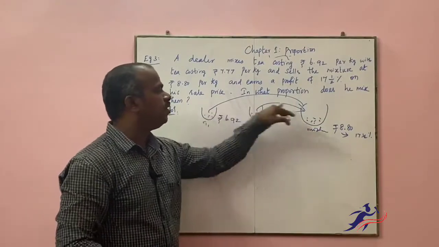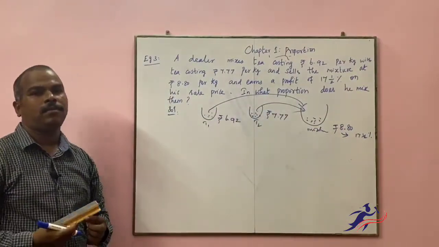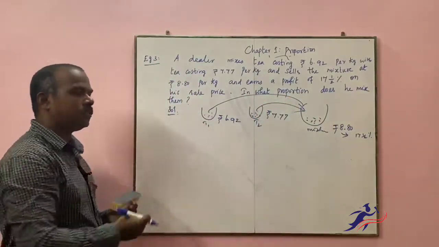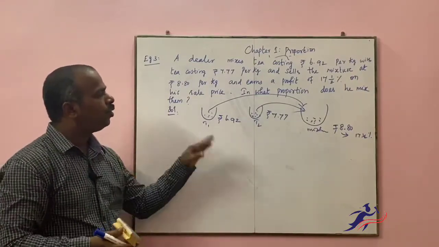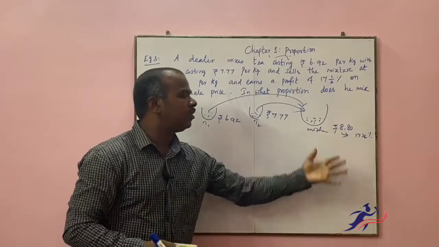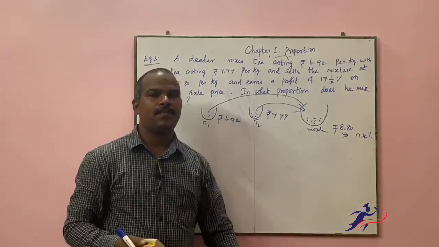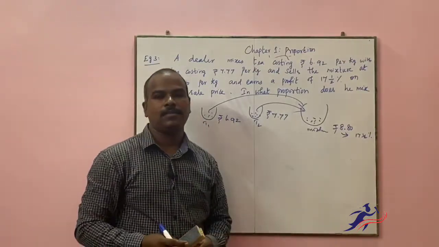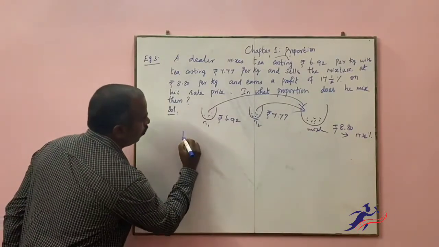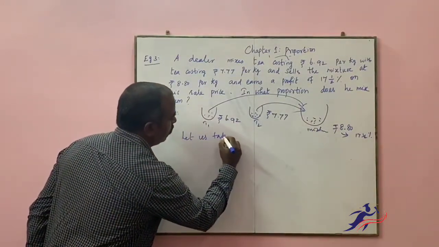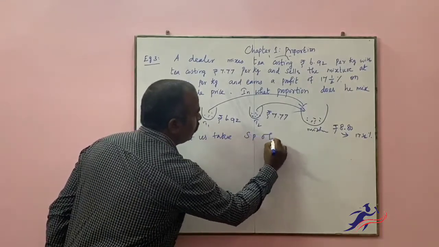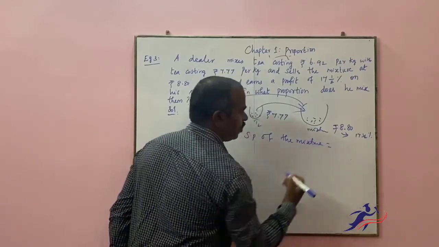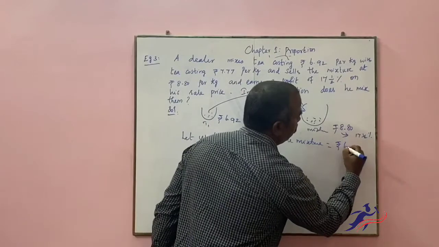So they mixed the teas with each other. We have to find out the proportion in which he mixes them. For this, first we don't know the cost price of the mixture, so first we have to find out the cost price of the mixture. Let us take the selling price of the mixture, SP, as rupees 100.